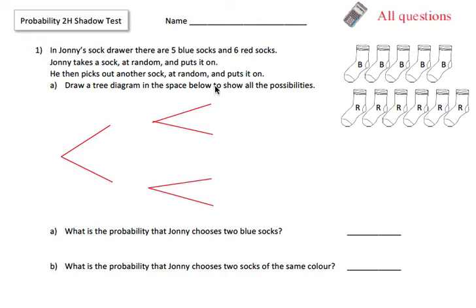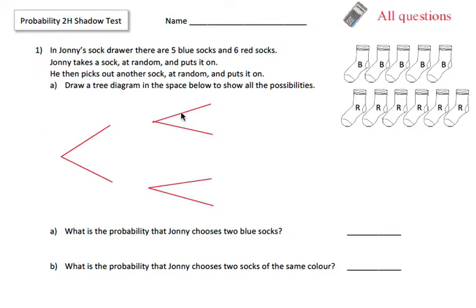Question 1 is a tree diagram question. However, if you read the question carefully, it says that he takes a sock at random and he puts it on before choosing another one. And that means that he doesn't put it back in the drawer, so the probability of choosing a sock the next time changes. So this is what we call a tree diagram without replacement. They're a little bit harder to do than normal tree diagrams.